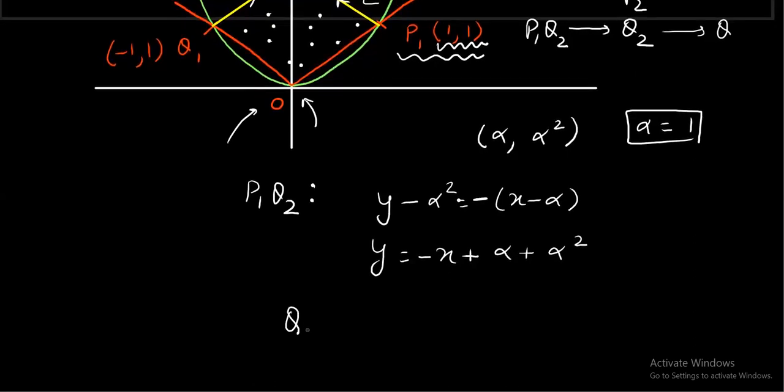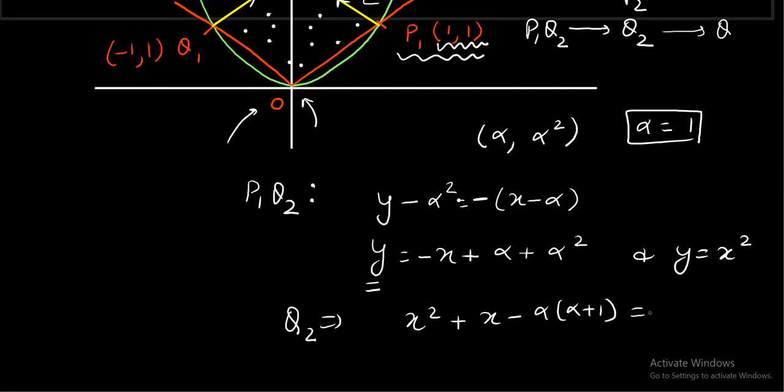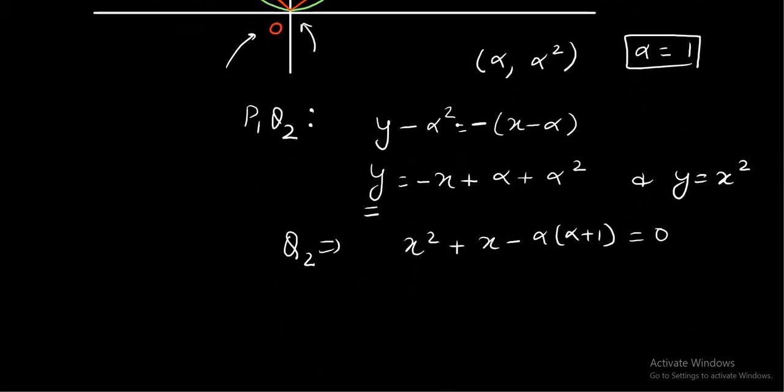Reason being I want to get the next point of intersection. So Q2 के coordinates के लिए अब आप क्या करोगे? You will put y is equals to x square. That means you are solving it with the parabola y is equals to x square. So we have x squared plus x minus alpha into alpha plus 1 equals to 0, which clearly indicates that you have the two factors as x minus alpha and x minus alpha plus 1. I just need to adjust the sign here. We need x square and then we need this one will be plus, right?